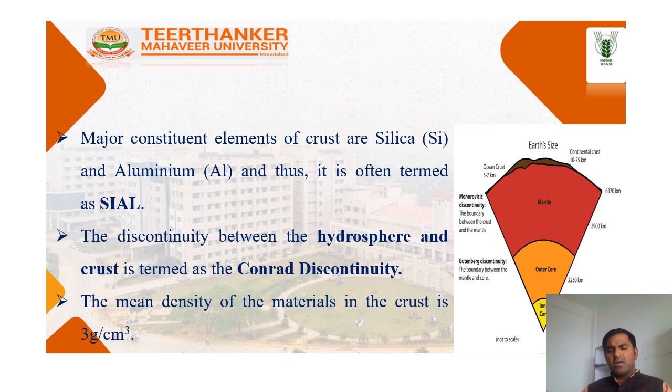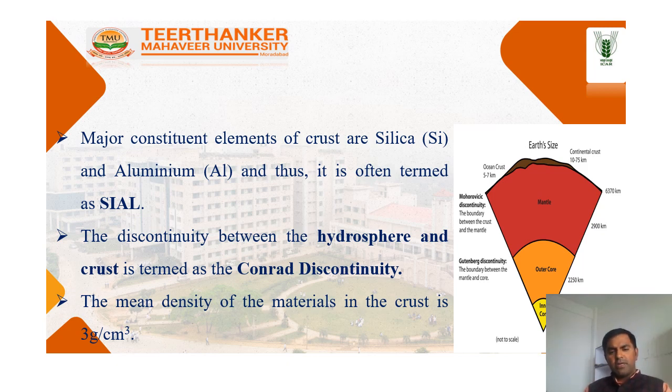So that is known as the Conrad discontinuity of the earth crust. And this crust is made of silica and alumina. Sometimes it is known as the sial, meaning the major composition in the earth crust is silica, as well as aluminum. So in short it is known as sial, meaning silica and aluminum.